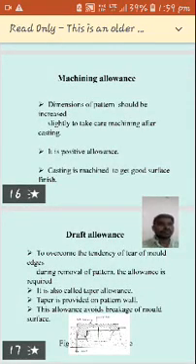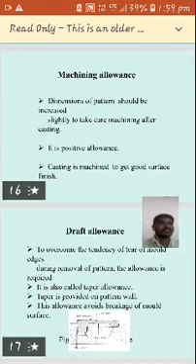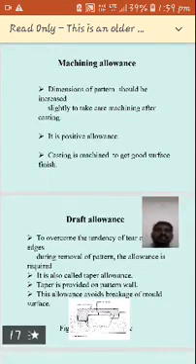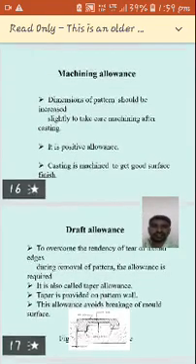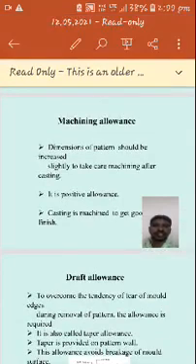And then the next one is machining allowance. The dimensions of the pattern should be increased slightly to take care of machining after casting. After the casting is completed, to carry out machining operations we need to remove material, so the pattern is made oversized. This machining allowance is added in addition to the shrinkage allowance. After machining the casting gets a good surface finish. First you add shrinkage, then after shrinkage you add machining allowance.